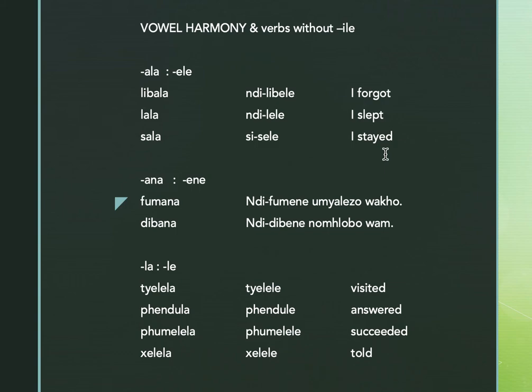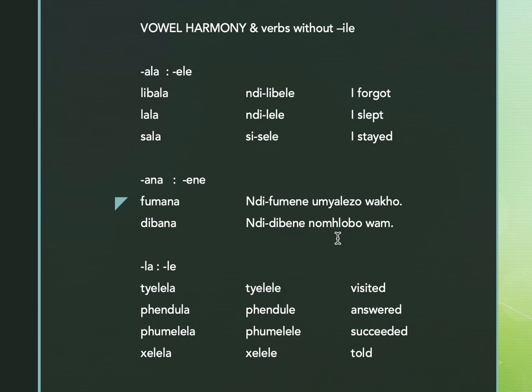And then verbs ending in ana do the same thing. So we have ukufumana, to get or to find. And ndifumene, I got. Ndifumene umyalezo wako, I got your message. Ukudibana is to meet or to meet with. Ndidibene nomhlobo wam, I met up with my friend.